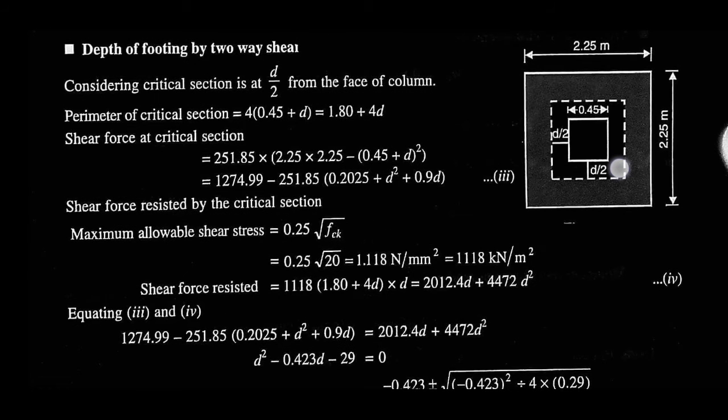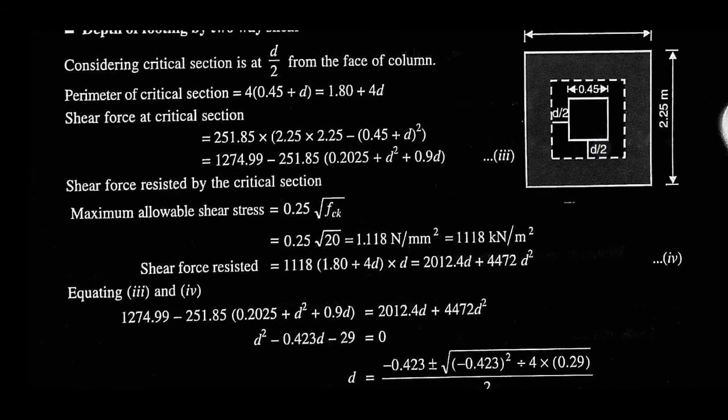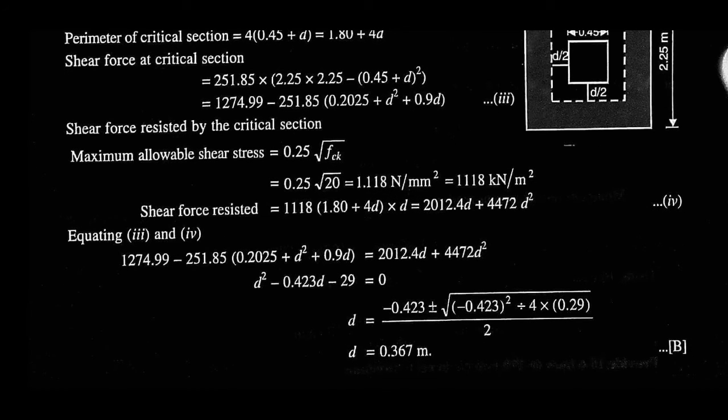Equating 3 and 4, we can get the value of d. So now we have to equate 3 and 4. So 1274.99 minus 251.85 within bracket 0.2025 plus d square plus 0.9 d is equals to 2012.4 d plus 4472 d square, or we can write d square minus 0.423 d minus 0.29 is 0. So from this we have to find out the value of small d.